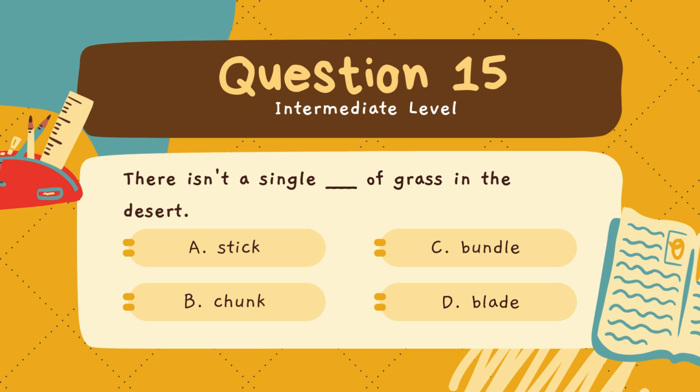Question 15. There isn't a single of grass in the desert. A. Stick. B. Chunk. C. Bundle. D. Blade.